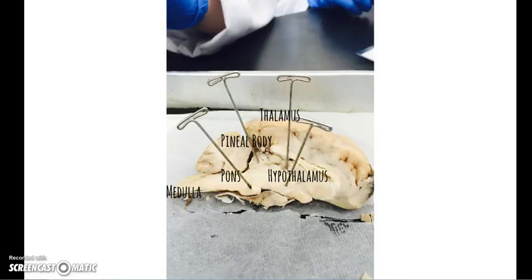Here we have the thalamus, hypothalamus, pineal body, pons, and medulla oblongata. The thalamus is the sensory gateway to the brain. It sends information to where it's needed. The hypothalamus helps maintain constant temperature and tells you when you're hungry. The pineal body is located at the center of the brain.